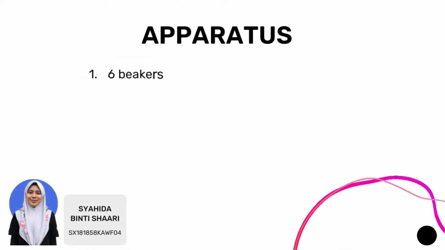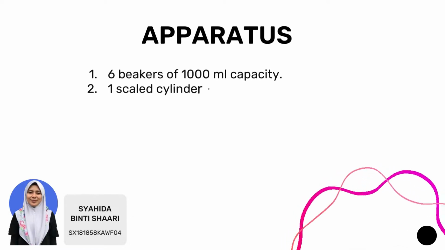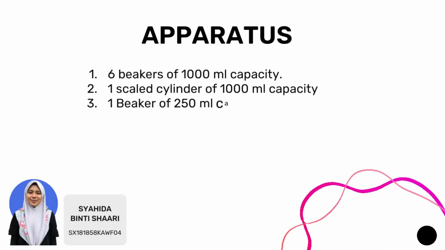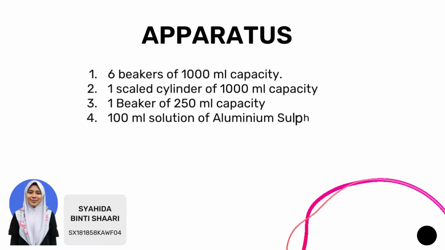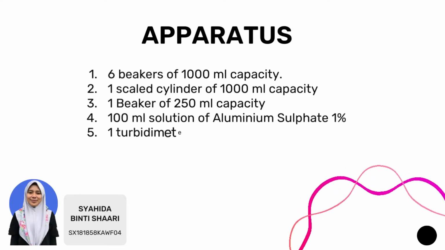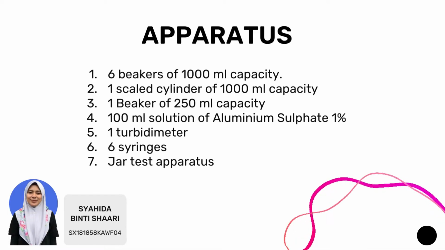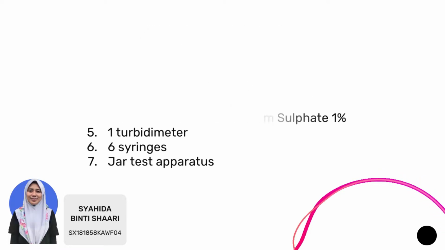This is the apparatus for jar test. We have 6 beakers of 1000 ml capacity, 1 scale cylinder of 1000 ml capacity, 1 beaker of 250 ml capacity, 100 ml solution of aluminium sulfate 1%, 1 turbidity meter, 6 syringes, and the jar test apparatus.